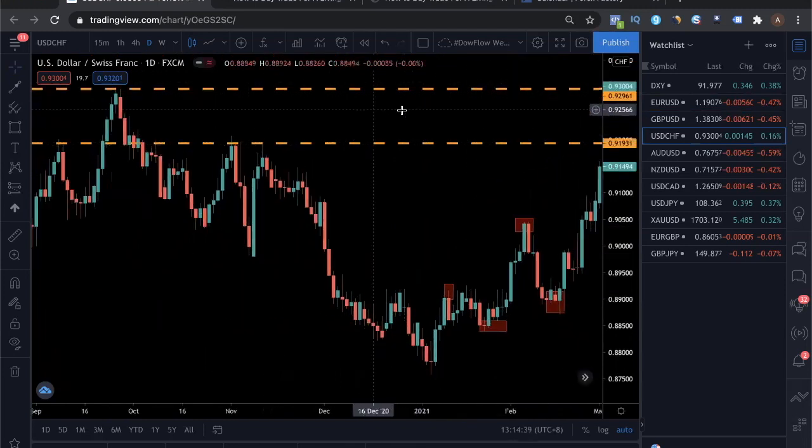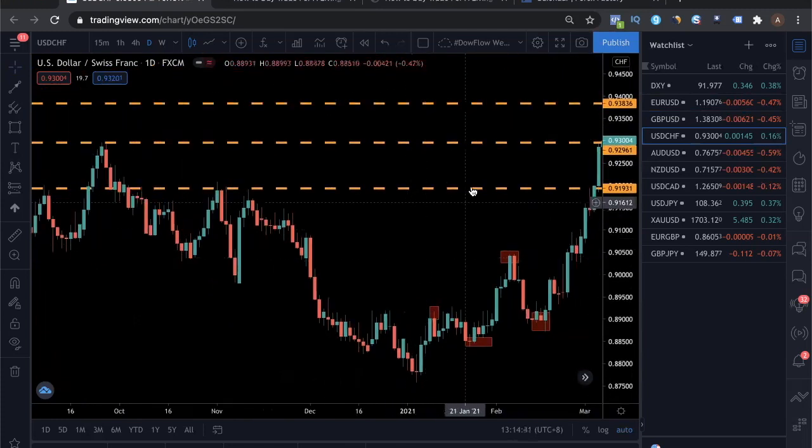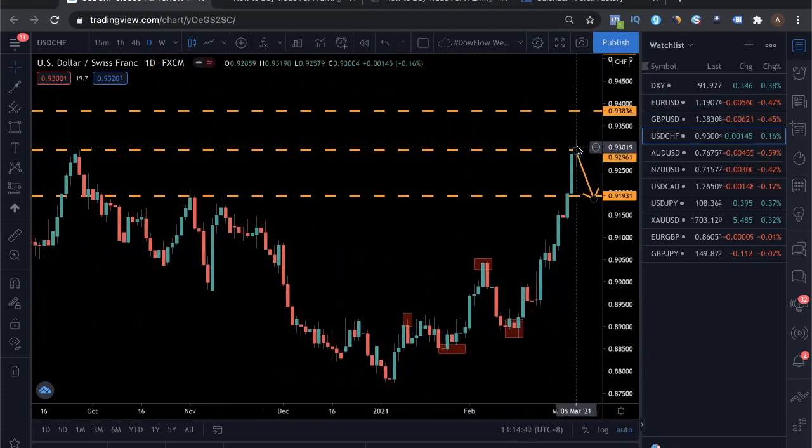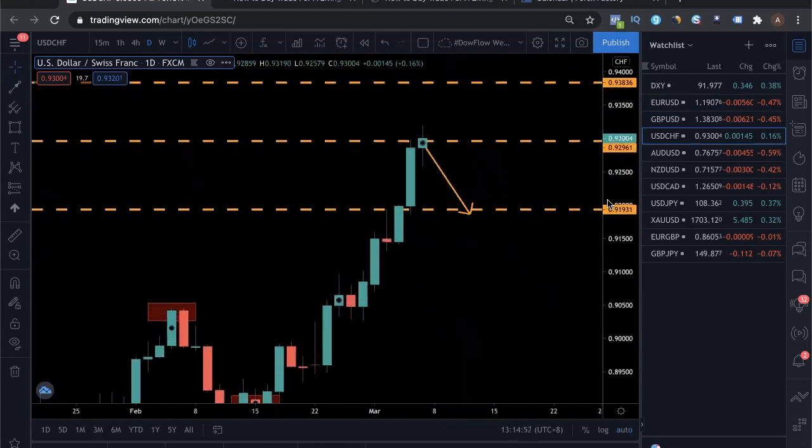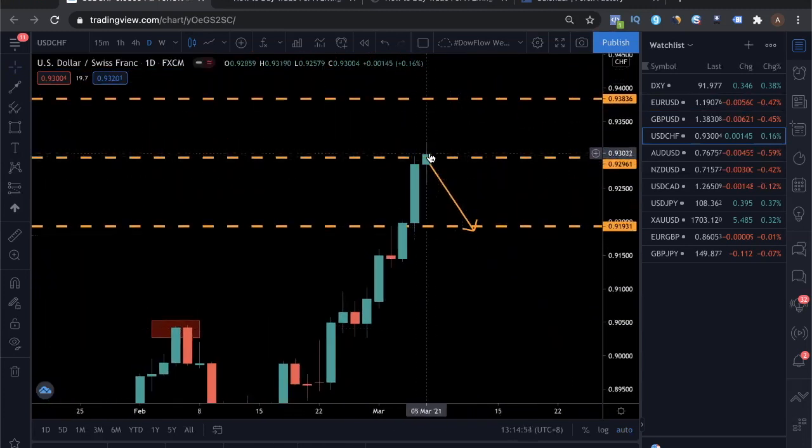Okay, but here's the problem with dollar franc. Now, on Friday, price closed here. And if you look left, it's sitting on resistance. So on Friday, we do not know whether this level over here is actually broken or not.